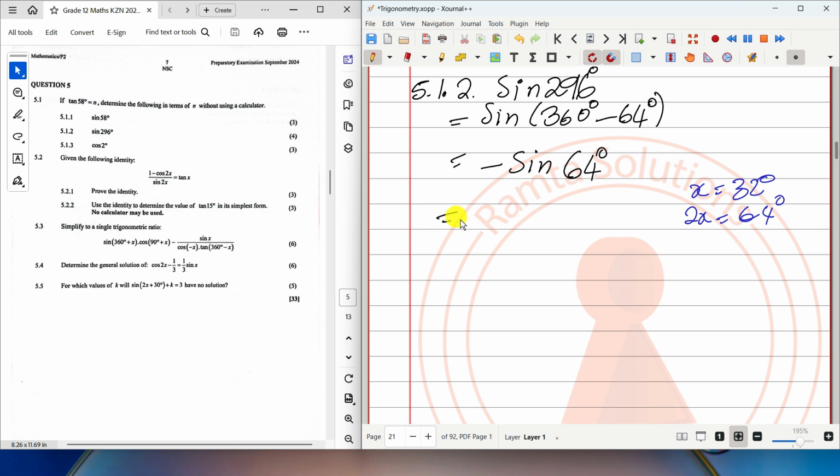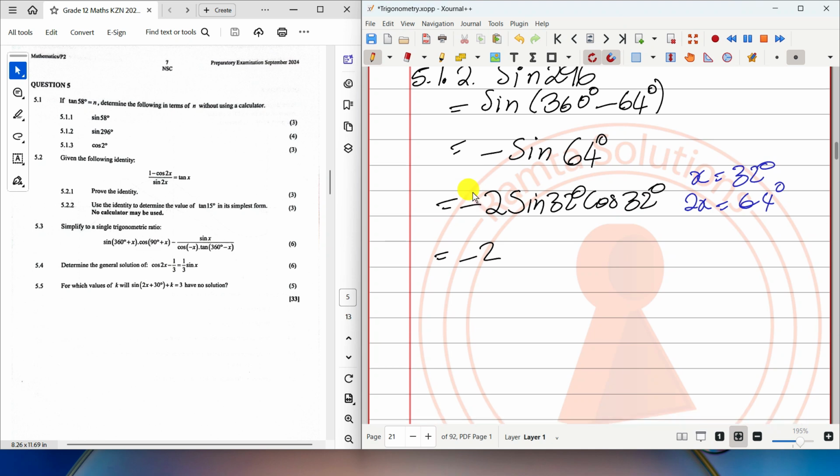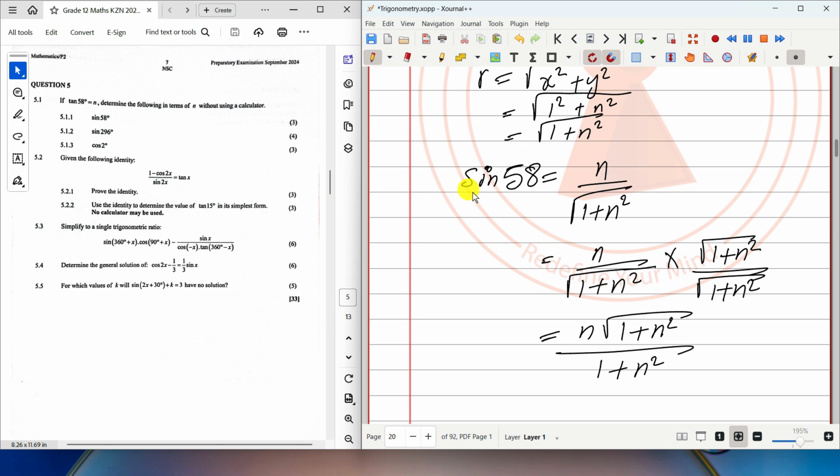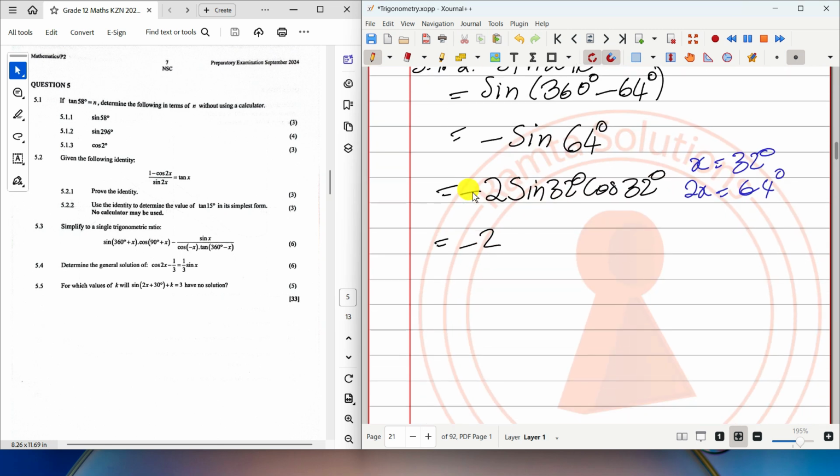So this is similar to saying it is negative 2 sine 32 degrees times cos 32 degrees, isn't it? Now let's go check what sine 32 degrees is. I think it was n over the square root of n plus 2. It's okay. N, was it? No.